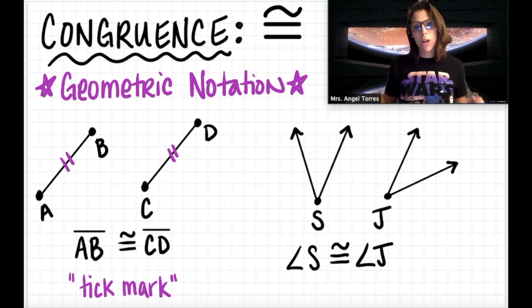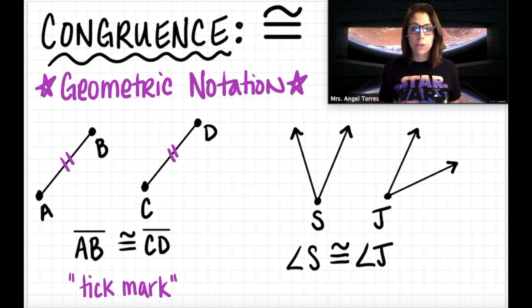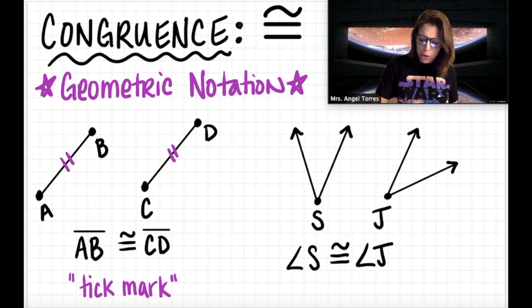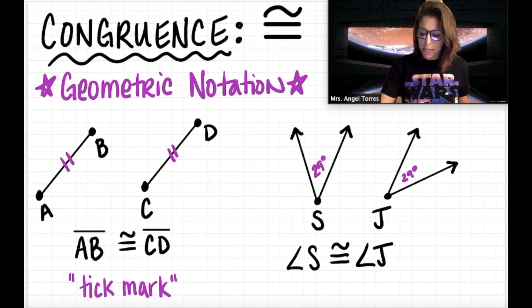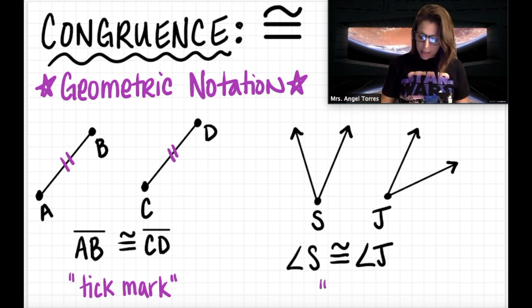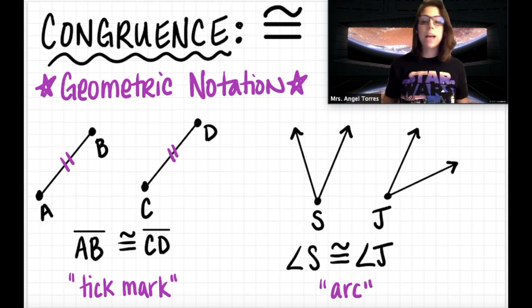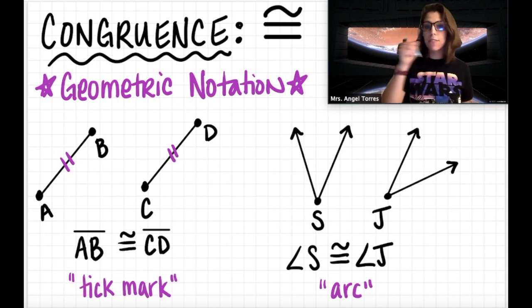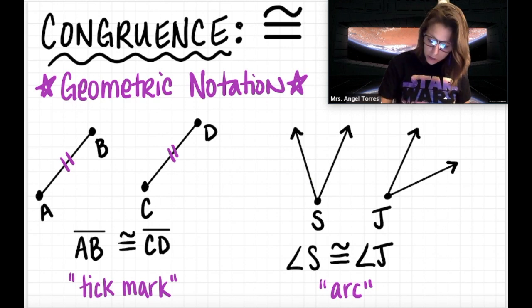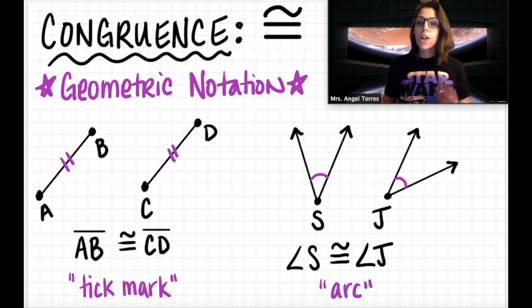What about our angles? Here we have to show that angle S is congruent to angle J. And again, we could put in a measurement like 29 degrees, but there is an easier way to do so using geometric notation, and that is with an arc. Imagine an arc to be like a rainbow. It's going to go from one side of the angle to the other. So if I draw an arc inside of angle S and an arc inside of angle J, I'm now showing that those are congruent angles.